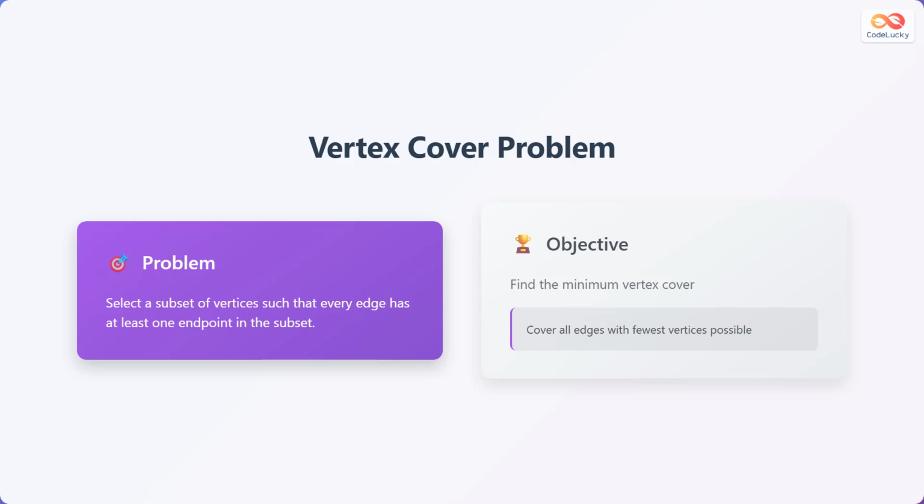The objective of the vertex cover problem is to find the minimum vertex cover. This means we want to cover all the edges using the fewest vertices possible. This constraint ensures that we are finding the most efficient vertex cover, minimizing the number of vertices needed to cover all edges in the graph.